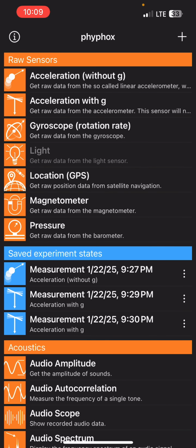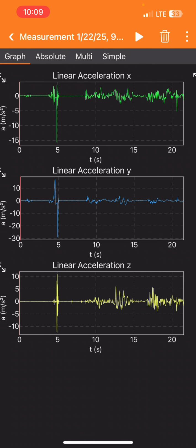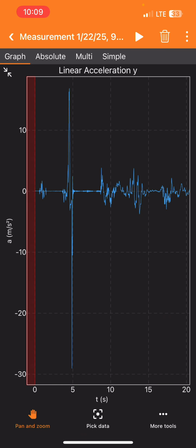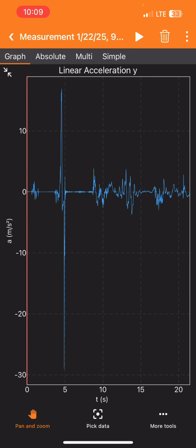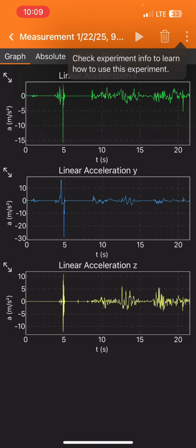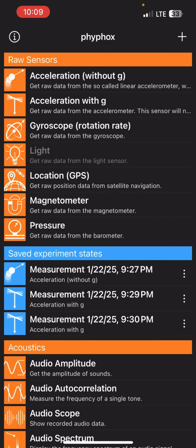It also has real-time graphing, as you can see here in the previous experiments I've taken. It has about 10 seconds, 20 seconds of data over it, and it has it for the linear acceleration on the y-axis, x-axis, and z-axis. And that's what you get from using the accelerometer specifically.